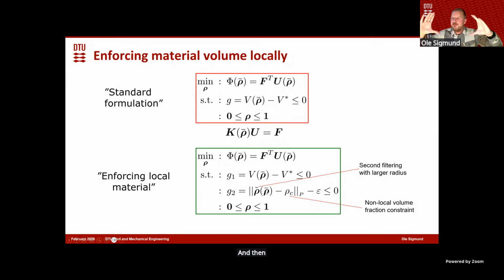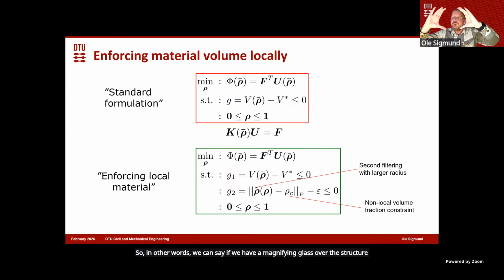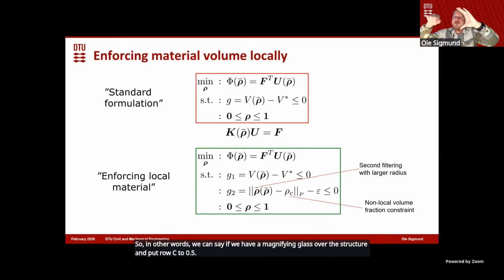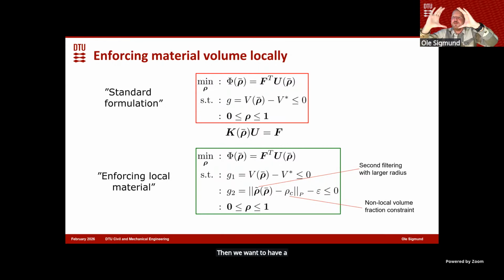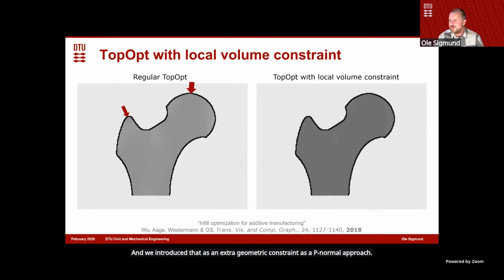And then we say that the average density under the large filter has to be equal to some non-local volume fraction constraint. So in other words, if we have a magnifying glass over the structure and put rho C to 0.5, then we want to have a density within this magnifying glass of 0.5. And we introduce that as an extra geometric constraint as a p-norm approach. And the beauty is the following.